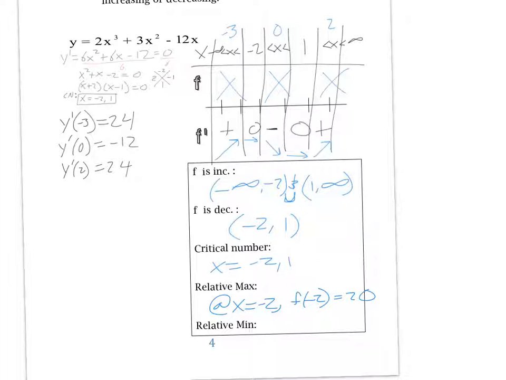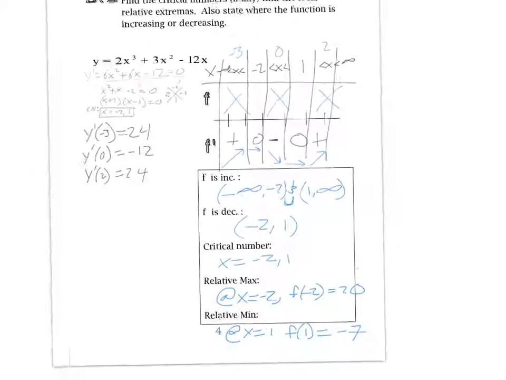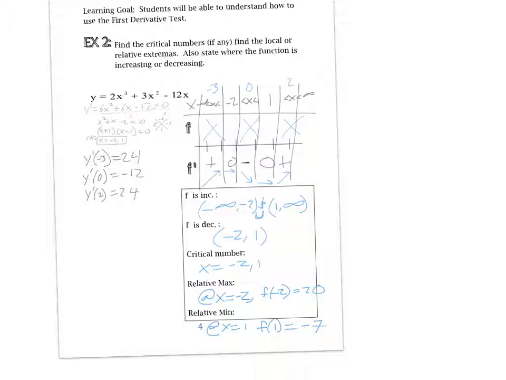And for the relative min, I know that's at x equals +1, so I'm going to use that table feature again and plug in a 1, and I get -7. So I know that f of 1 is -7. And so I was able to find quite a bit out about this function using the derivative and the critical numbers.